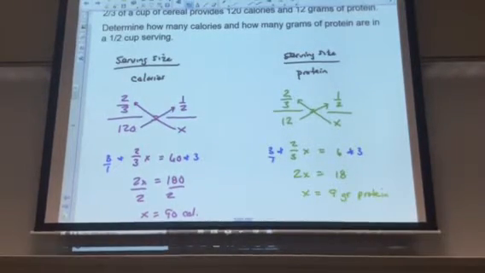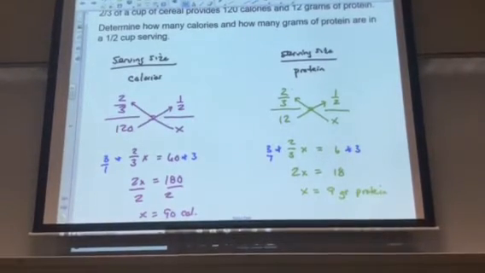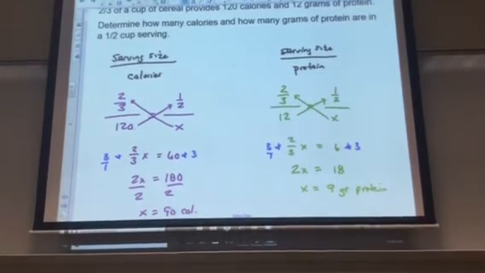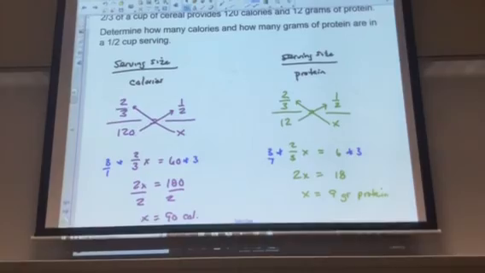Could be that problem, could be one similar to that. Could be a different type of ratio problem, but they will tell you what you want to compare. Okay? What else?